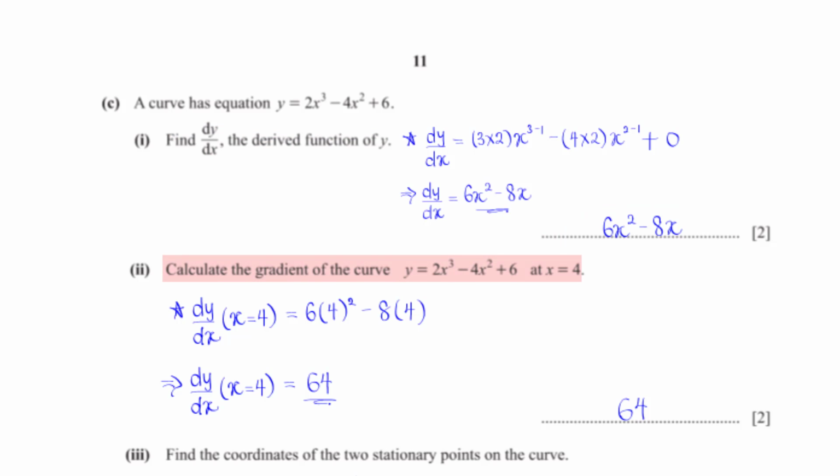Calculate the gradient of the curve y equals 2x cubed minus 4x squared plus 6 at x equals 4. And so the gradient of this curve at x equals 4 is the same as dy/dx at x equals 4. In the previous question, we've already found dy/dx for this same curve. And so all we need to do is substitute 4 into dy/dx, and so this gives us 6 times 4 squared minus 8 times 4. When we type this into the calculator, we get 64.